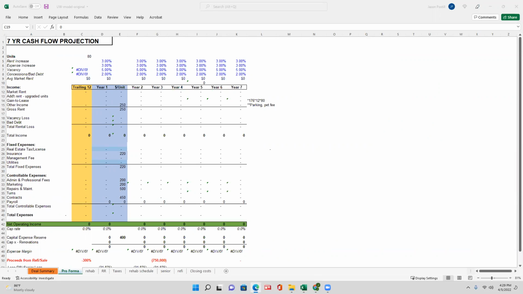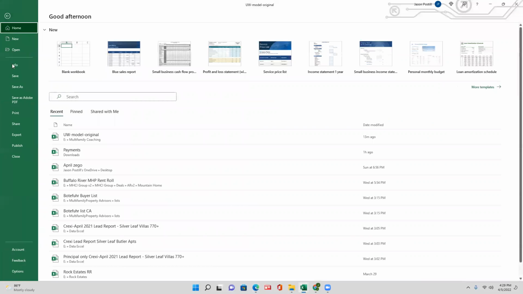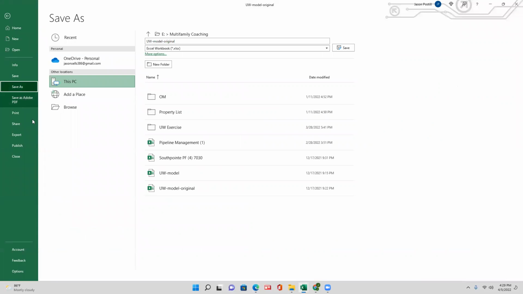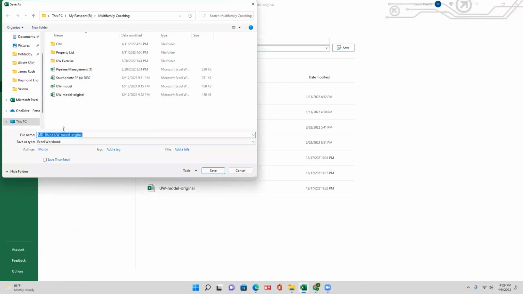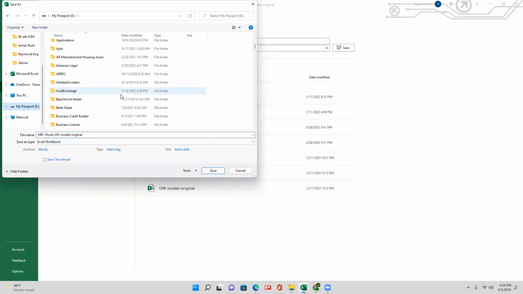All right, so 2020, I'm going to save this sheet real quick. One and done. This is a Maryland deal. 10 unit. I'm going to save this in the multifamily coach.